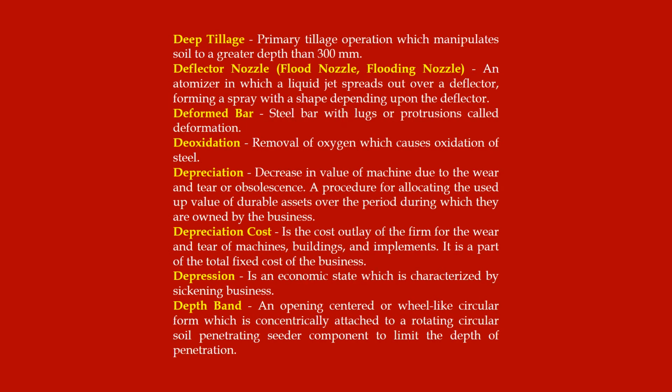Deep tillage. Primary tillage operation which manipulates soil to a greater depth than 300 millimeters. Deflector nozzle. Flood nozzle. Flooding nozzle. An atomizer in which a liquid jet spreads out over a deflector, forming a spray with a shape depending upon the deflector. Deformed bar. Steel bar with lugs or protrusions called deformation.